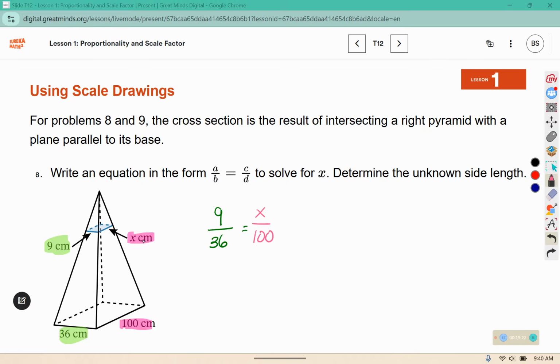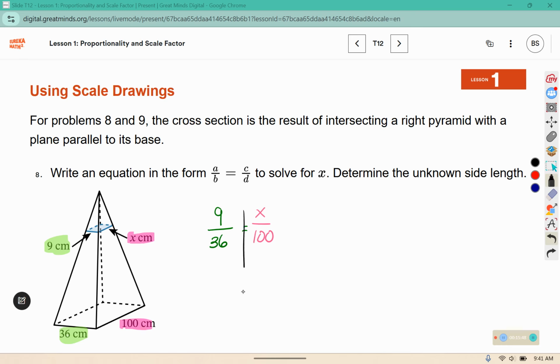I put the small ones both on the tops of my fractions and the large ones both on the bottom of my fractions. This is because this is a reduction. If it was an enlargement, we might switch those. But we want to make sure that if I put the small one on the top here, the small one goes on the top here as well. We wouldn't want to put it on the bottom because that would mess up how they are corresponding.